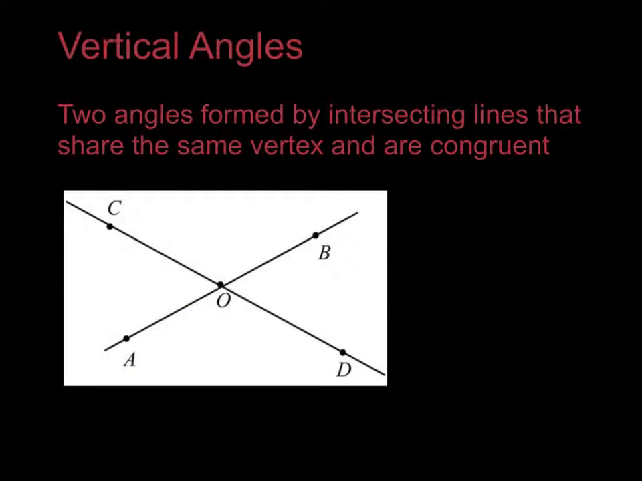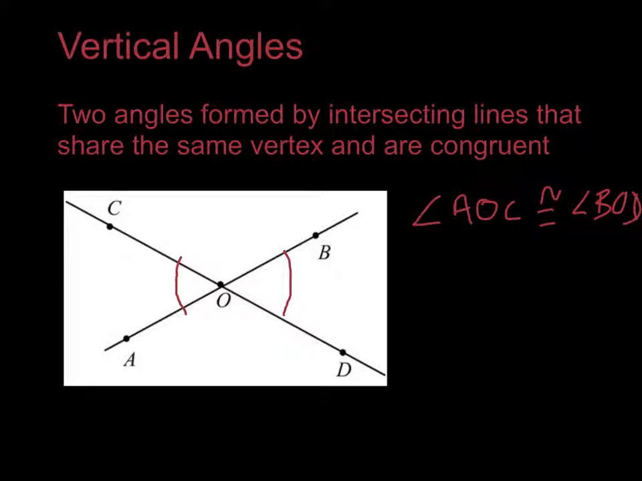So when I say they share the same vertex, if you look at these 2 intersecting lines, they both share this vertex at point O. So they share the vertex, and the intersection creates 2 pairs of vertical angles. So the first pair, if you look, this angle on the left is going to be congruent to this angle on the right. So I could say that angle AOC, remember there's multiple ways we can name this, is congruent to angle BOD.